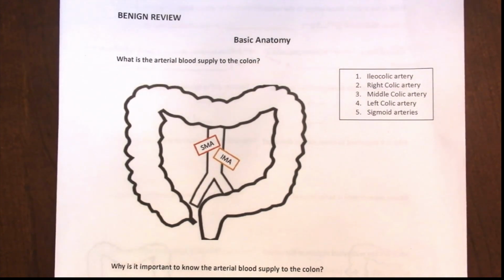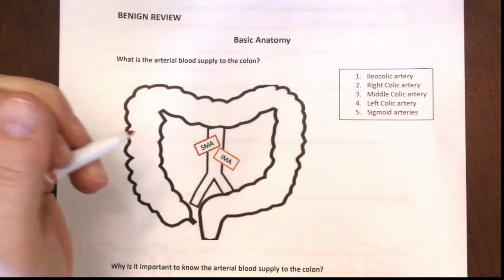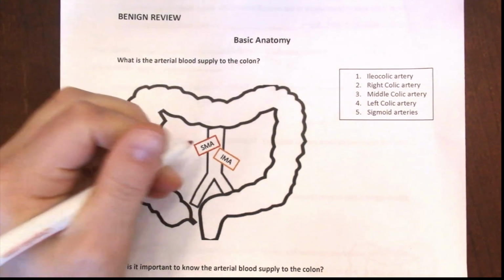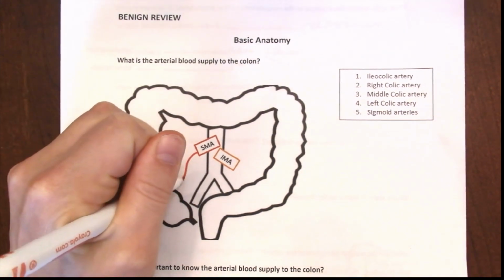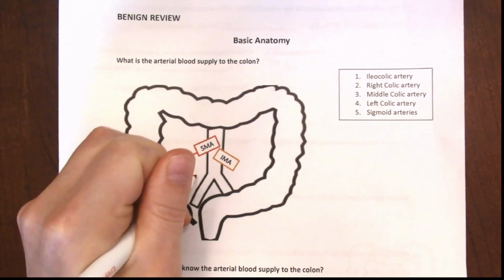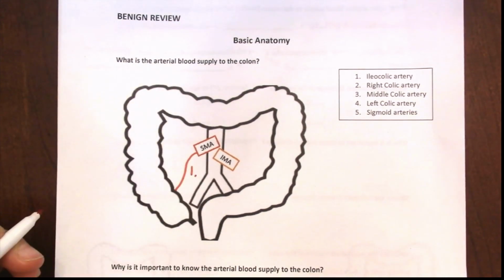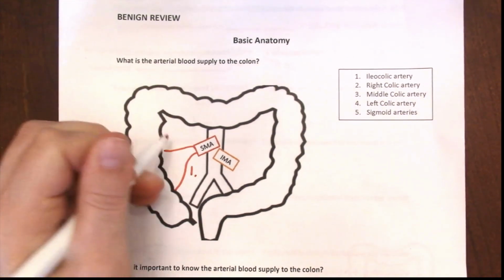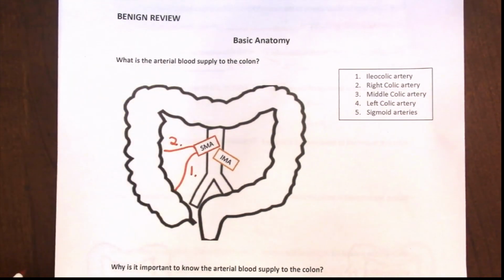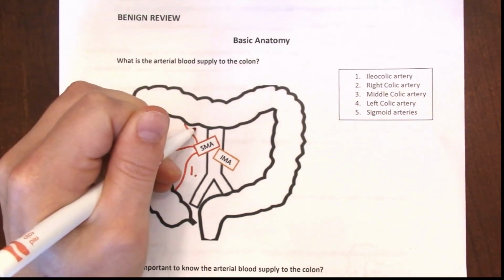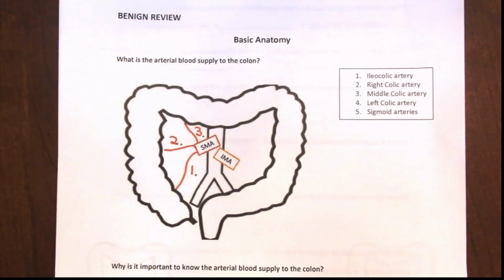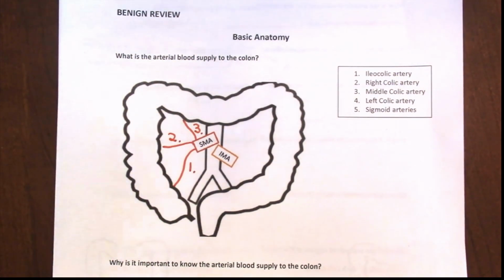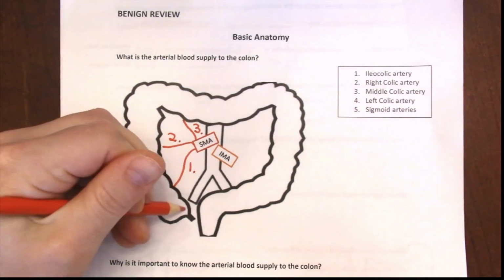So the superior mesenteric artery, or the SMA, gives off three branches. One of these is the ileocolic artery, which is the terminal branch of the SMA. The second is the right colic artery. And the third is the middle colic artery. These arteries supply the ascending colon to the proximal 2/3 of the transverse colon.